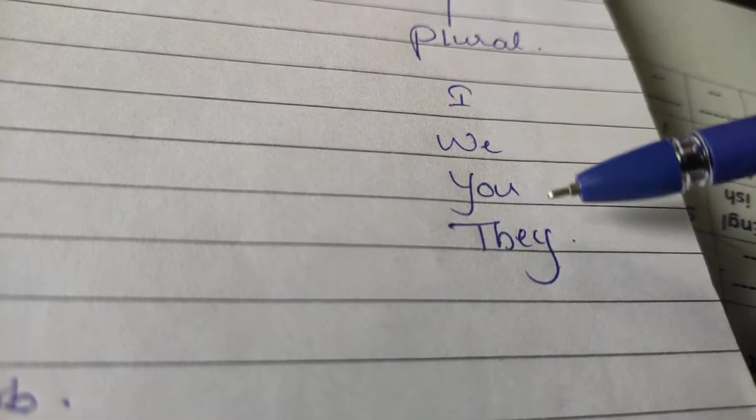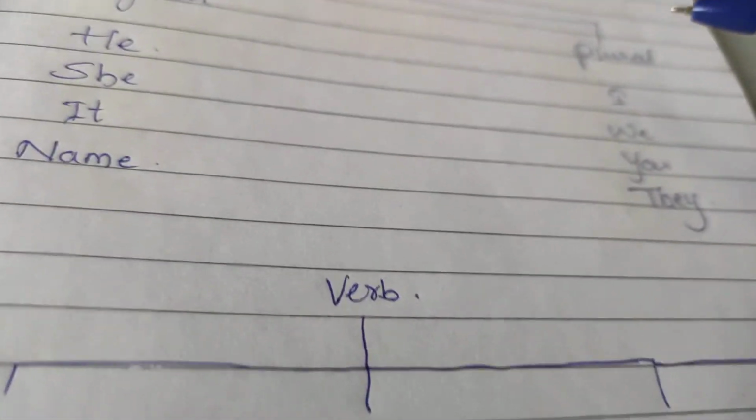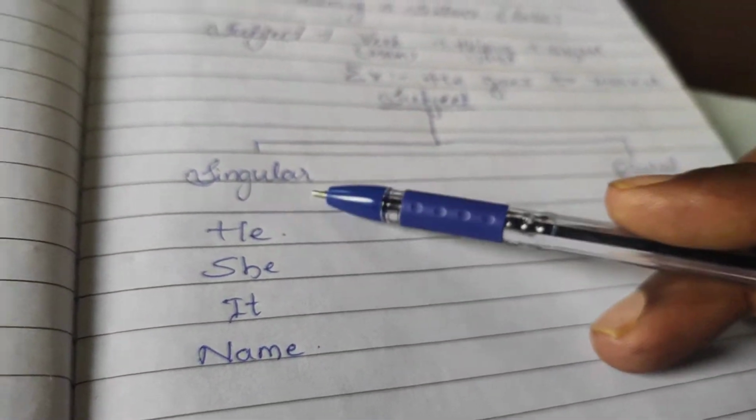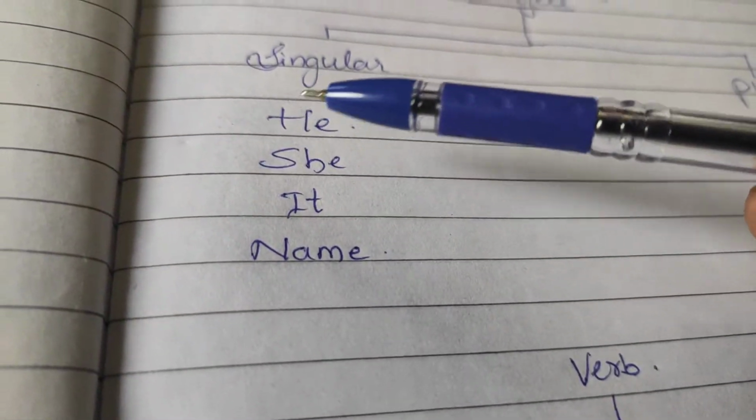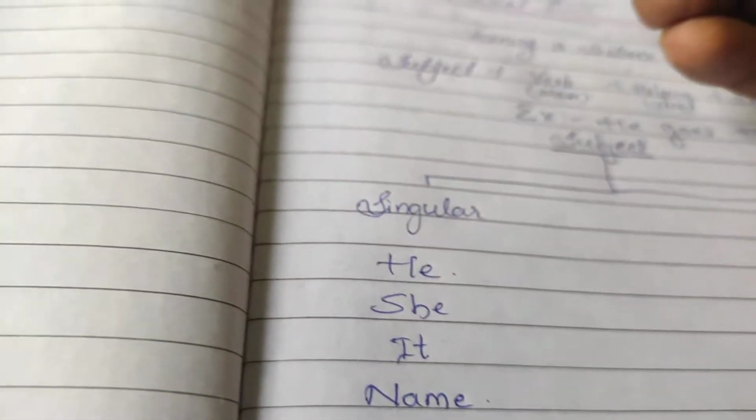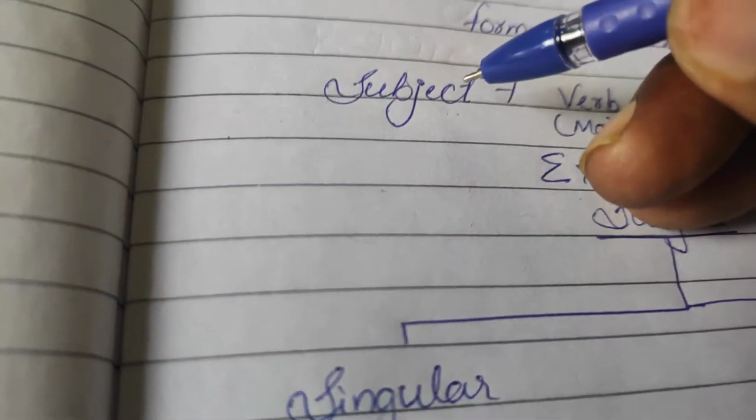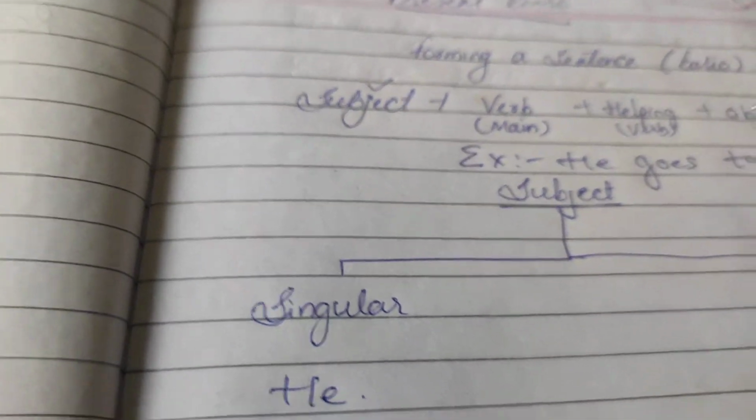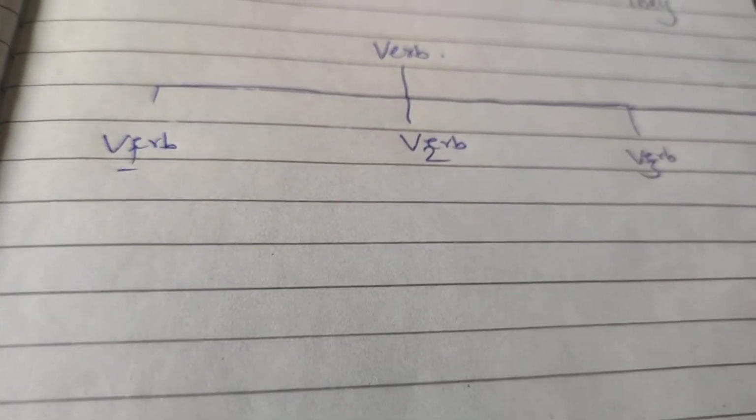It doesn't depend upon the numbers. So a subject could be of 2 types, singular and plural. Singular are he, she, it, name, and plural is I, we, you, they. Okay, so our first column is checked, so we shall take subject. Now coming on to the second one, the verb.